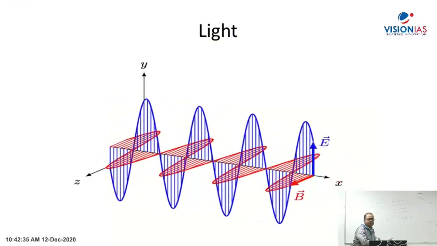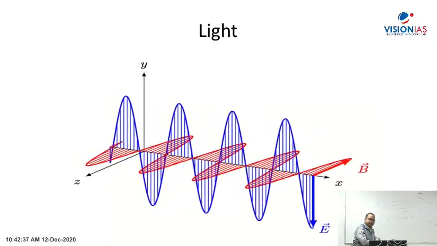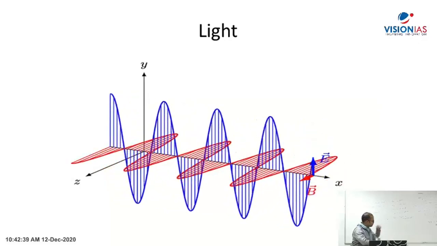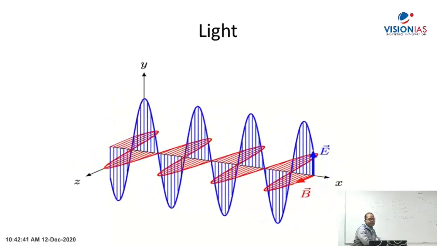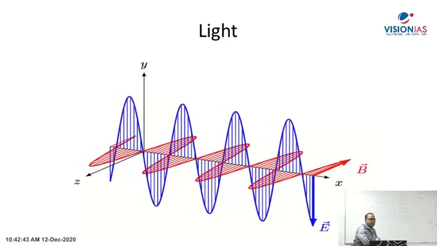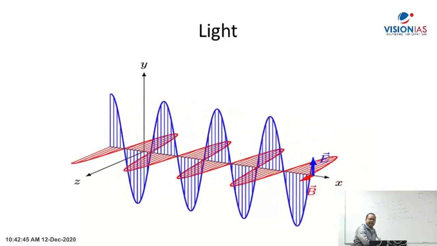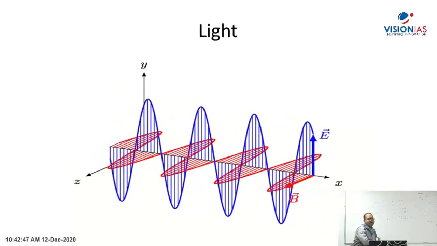I hope this is clear to understand. With road traffic, you can clearly understand this. Now let's move to the very important topic, that is light. What is light? Light is an electromagnetic wave.